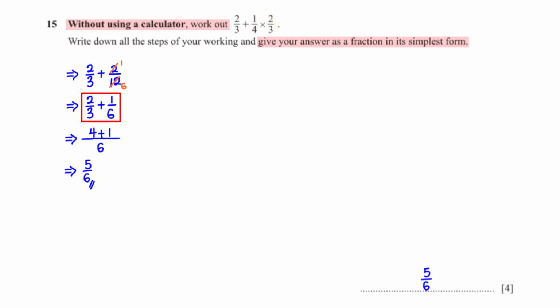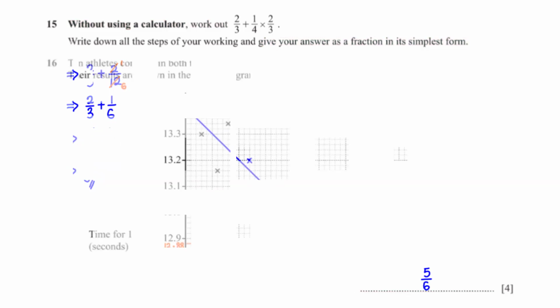The LCM for 3 and 6 is 6. For 2 over 3, since we multiply 3 by 2 to get 6, we also multiply 2 by 2 to get 4. For 1 over 6, since we multiply 6 by 1 to get 6, we also multiply 1 by 1 to get 1. 4 plus 1 is 5, and so our final answer is 5 over 6.